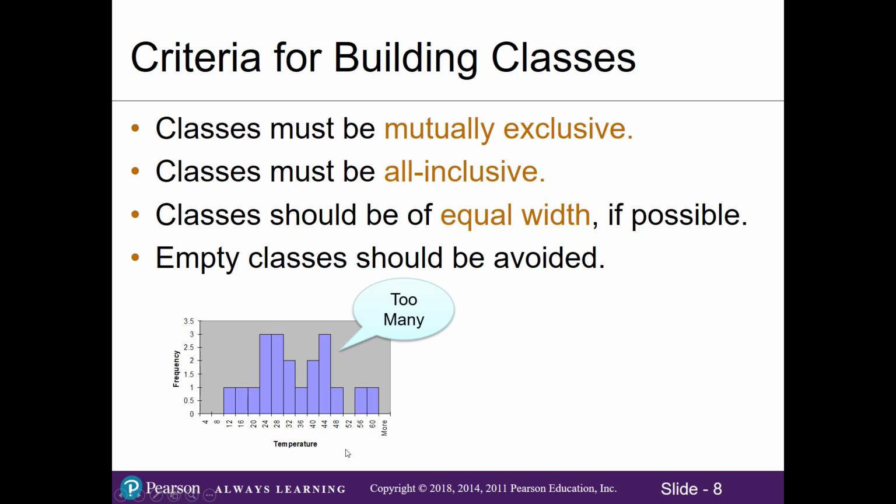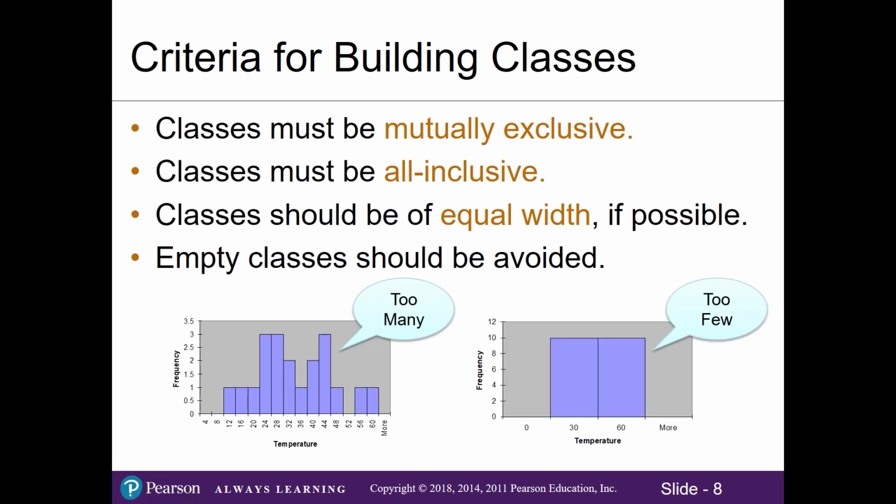Even though the width of the classes are equal or evenly distributed, we see there's too many so that we can't really see a good shape, and we have an empty class here at the 52-degree mark. In this example, same data set, we have too few classes so that we can't really see the distribution. It's just one big blob in the middle.